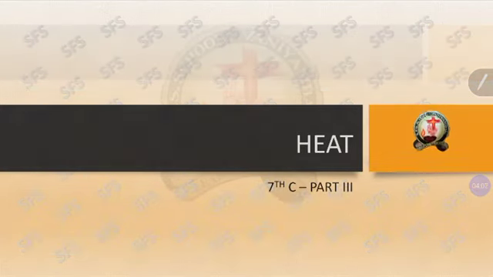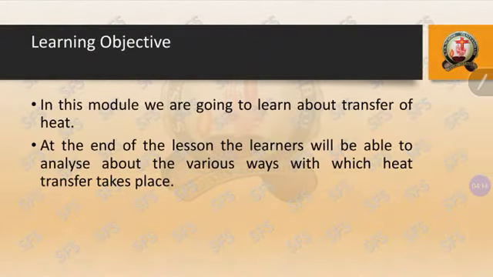Now let's move on to the next part of our chapter, that is heat. Shall we begin the class? Here are a couple of learning objectives for you. Today we are going to learn about transfer of heat, how heat transfer takes place in an object. We have only one main objective: the different ways through which heat transfer takes place in an object or a body. That we are going to learn in today's class.